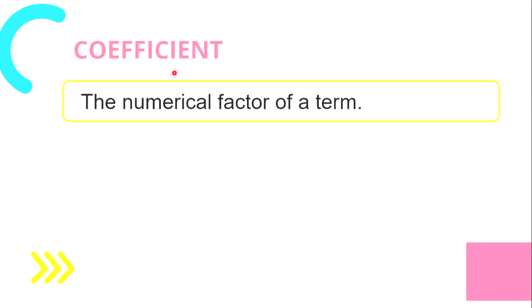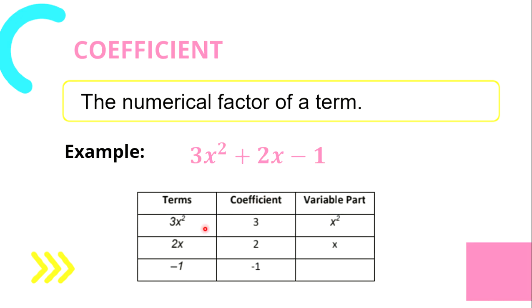Let's now define what coefficient means. A coefficient is popularly known as the numerical factor of a term. In the next video, we will differentiate the two kinds of coefficient, but the term itself, coefficient, means the numerical factor of a term. Example, the given example earlier, 3x squared plus 2x minus 1. In this given, the terms are 3x squared, 2x, and negative 1.